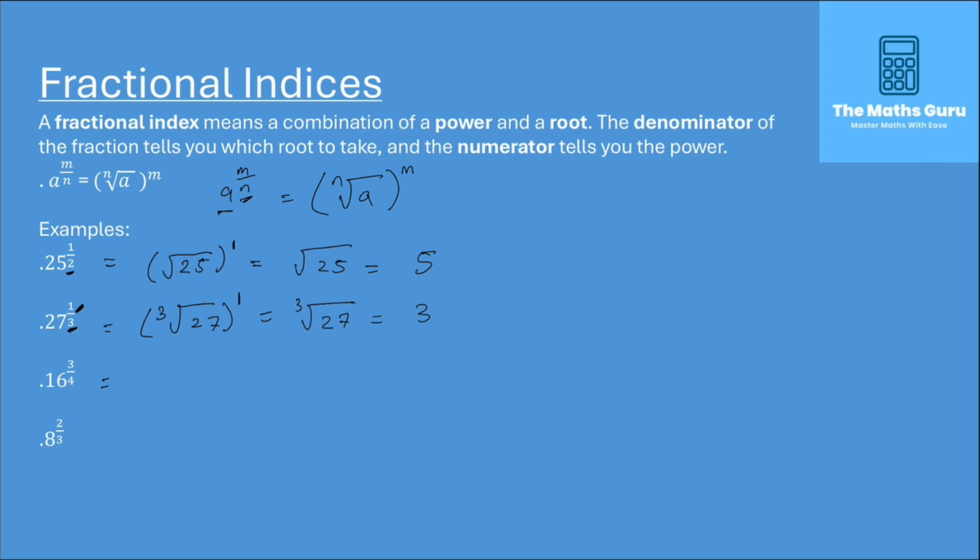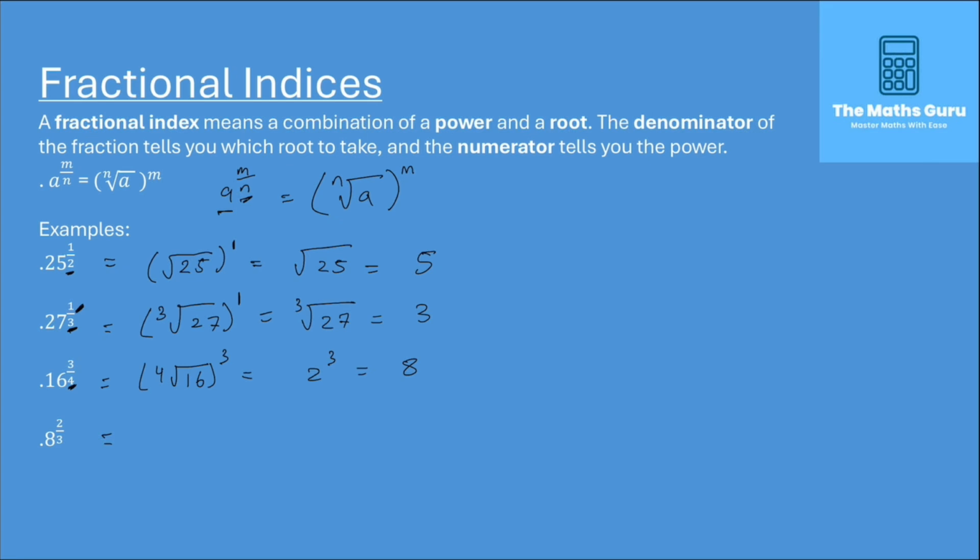Now looking at this one, we have to take the 4th root, because that's our denominator, the 4th root of 16, put that in brackets and cube it. The 4th root of 16 is going to be 2. 2 cubed is 8. So this is going to be 2 cubed, which is equal to 8.